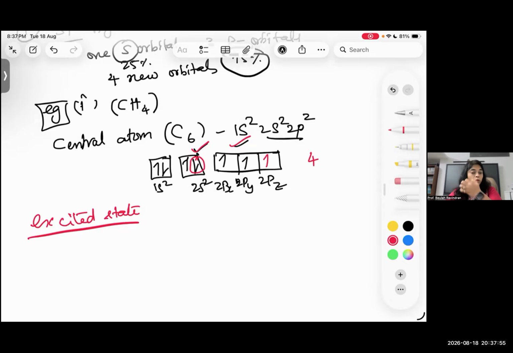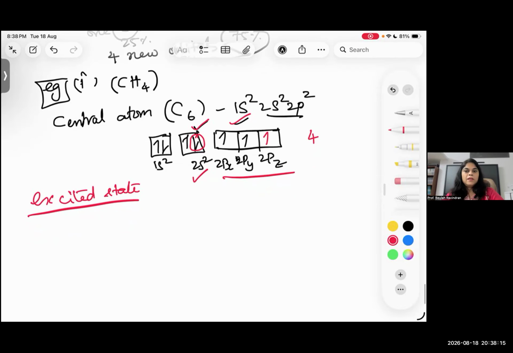Clear? So one s orbital and three p orbitals undergo sp3 hybridization now. These sp3 hybridized orbitals are directed to the four corners of a regular tetrahedron with bond angle 109.5 degrees. Each of these sp3 hybrid orbitals overlaps with the 1s orbital of hydrogen to form a C-H sigma bond. Okay, let me show you that.